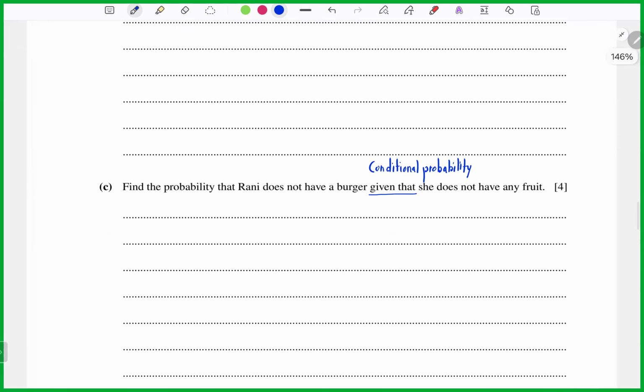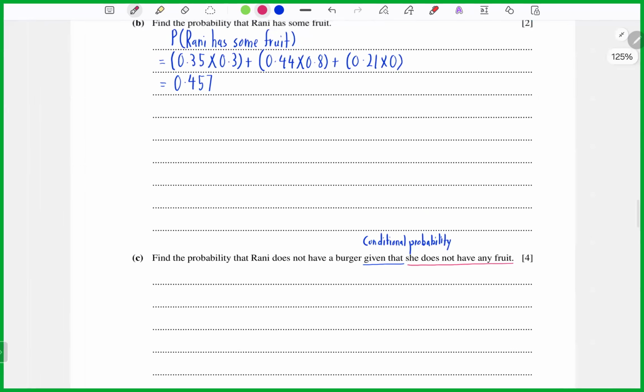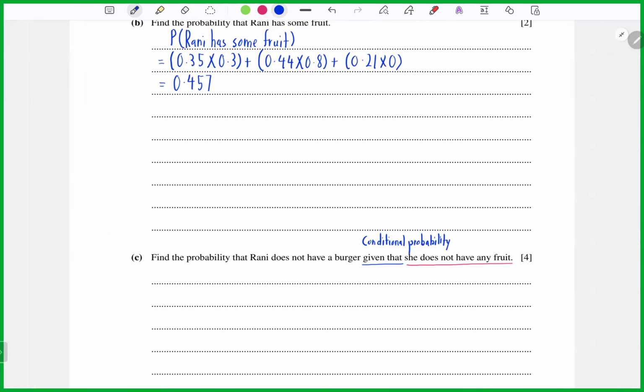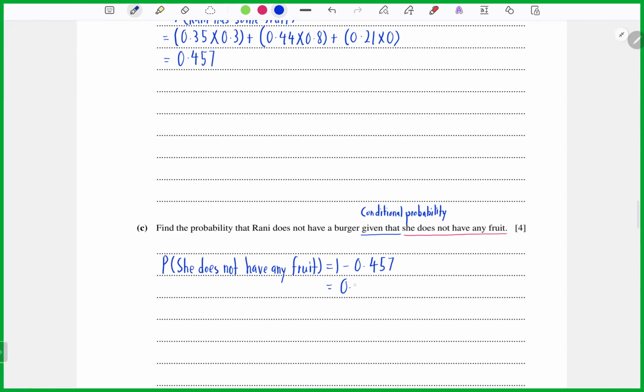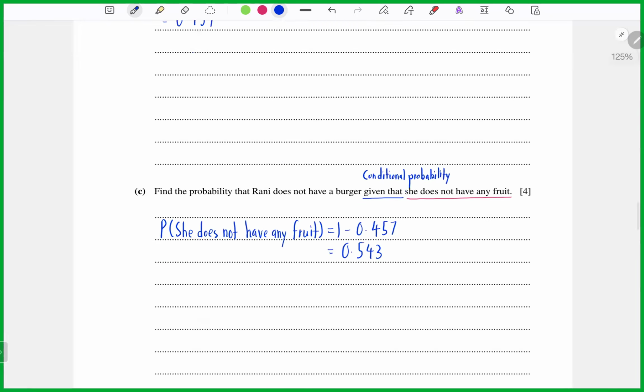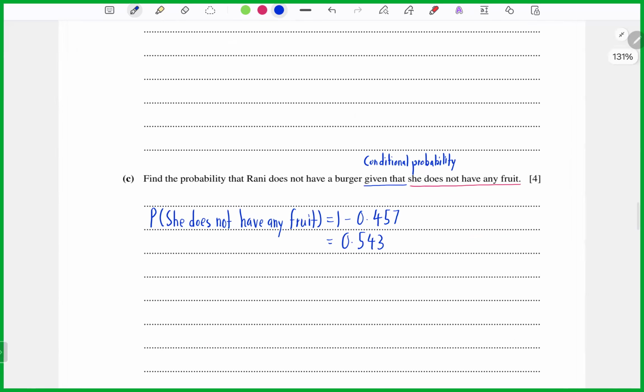Okay, and then now you can see, the question says she does not have any fruits, right? So you need to find out the probability she does not have any fruits. So you can write 1 minus 0.45 equals 0.543. And then you can see Rennie does not have burgers.